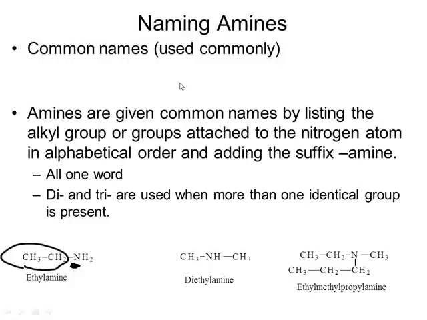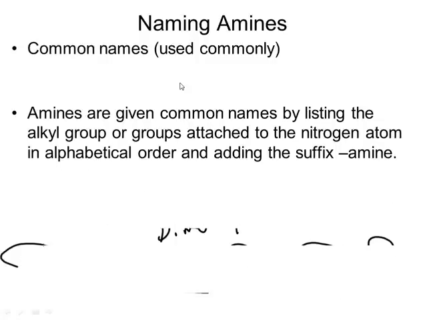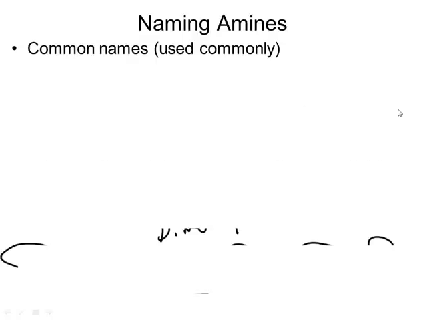So ethyl group. Here, we look at the nitrogen, then we have a methyl and another methyl. So this should not be diethyl. That should be dimethylamine. Sorry for the error. This one on the right here, we have the nitrogen, and we have three substituents. We have an ethyl group, a methyl group, and a propyl group. So it's ethyl-methyl-propylamine.